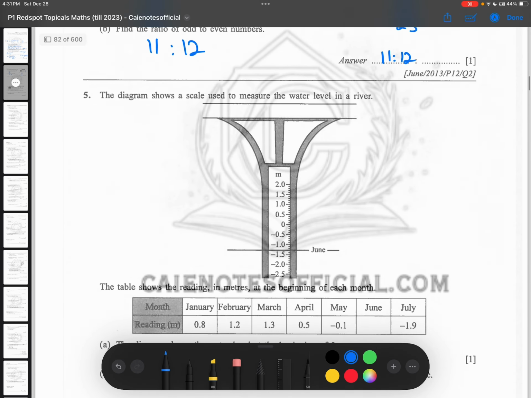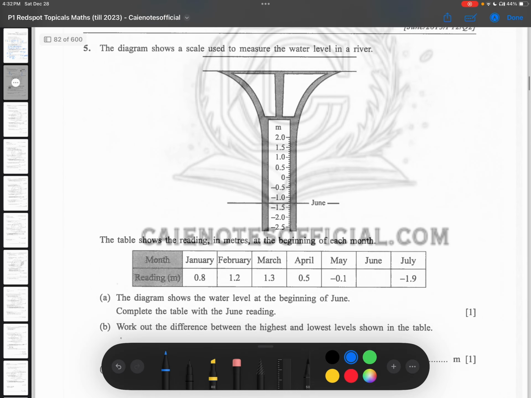Question number 5. The diagram shows a scale used to measure the water level in a river. So here's the diagram that is showing us the water level of the river. And the table shows the reading in meters at the beginning of each month. We have been given the readings for the beginning of each month. Part A says the diagram shows the water level at the beginning of June. Complete the table with the June reading.